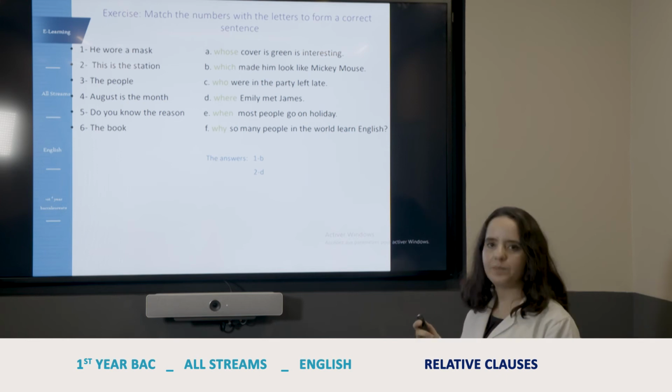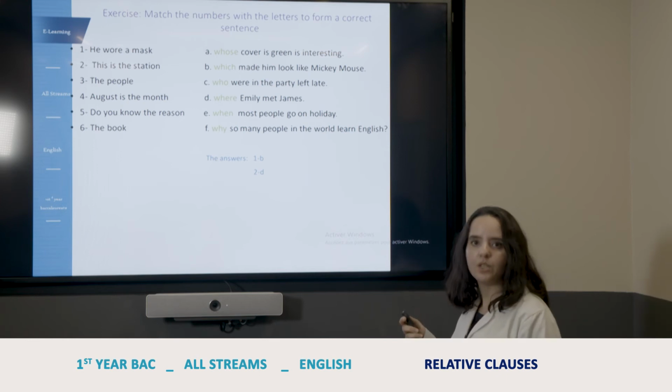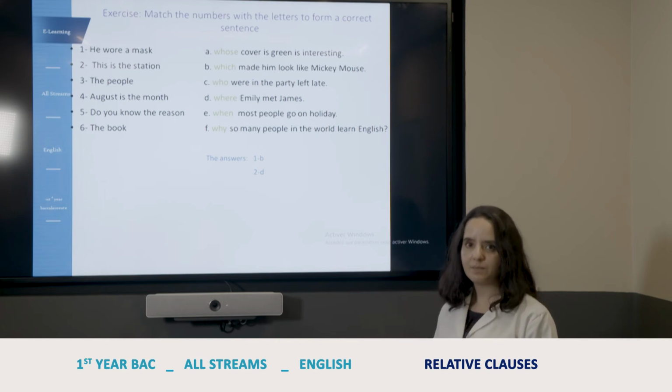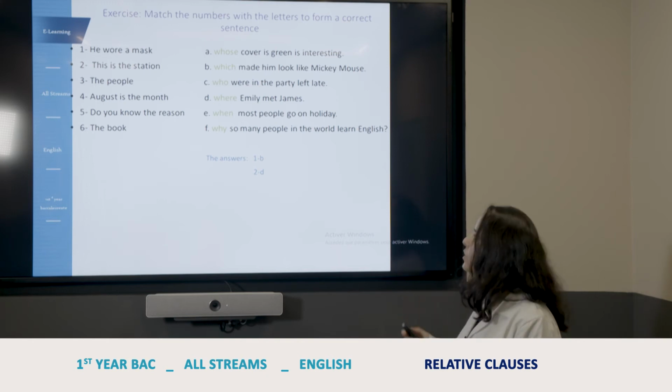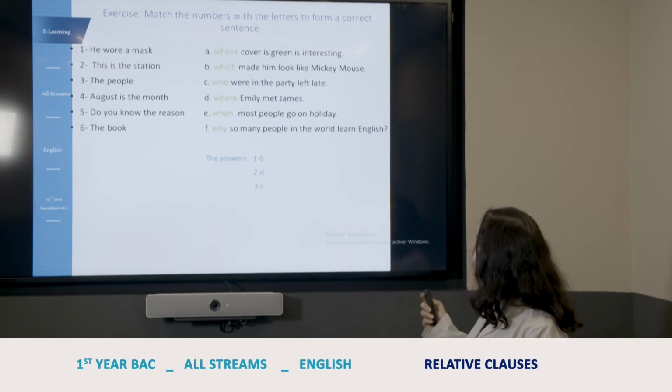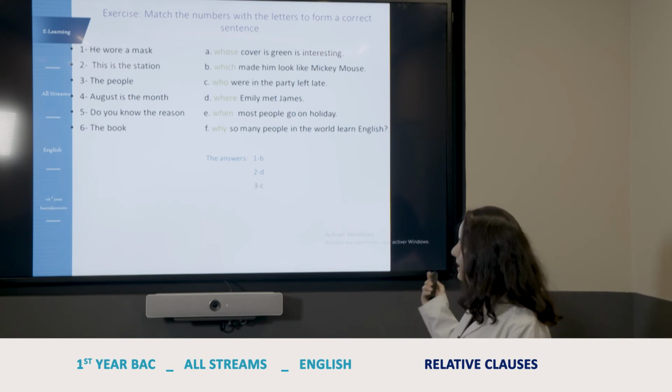Number 3, the people, okay? So here we need a relative pronoun that refers to a person. And it must be a subject pronoun. So the right answer is C. The people who were in the party left late.